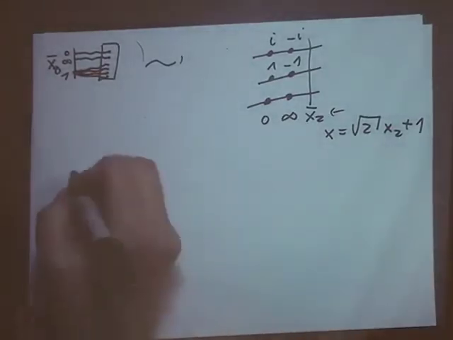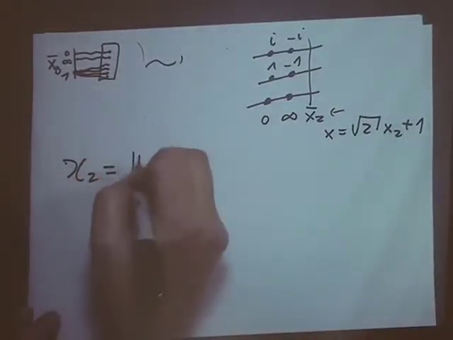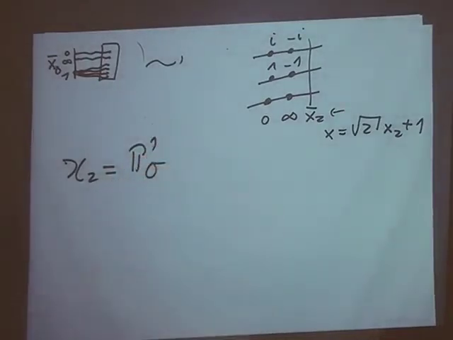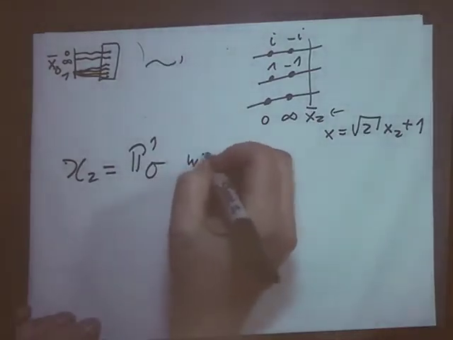Okay, so what we can do, we can consider now the projective line over O with coordinate x2. Call it X2.